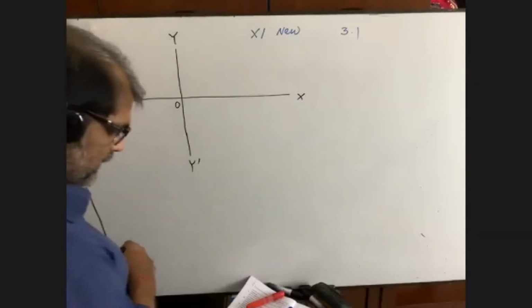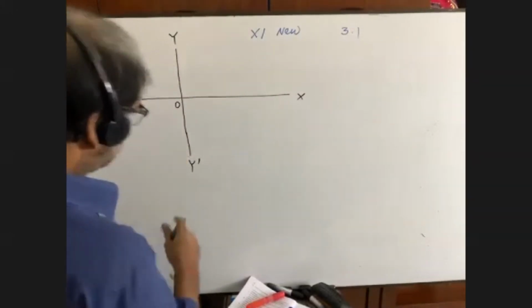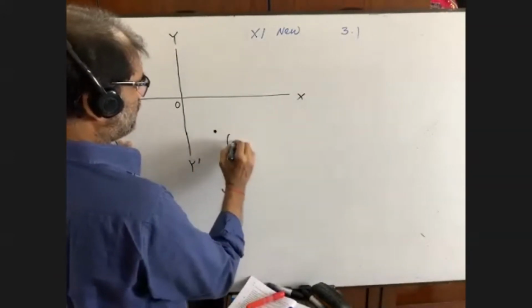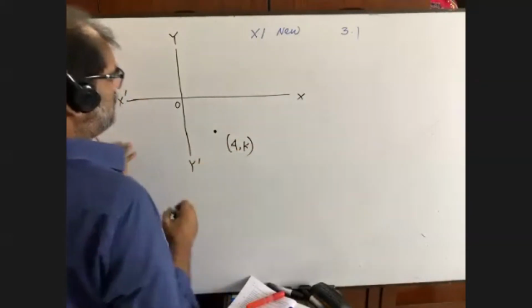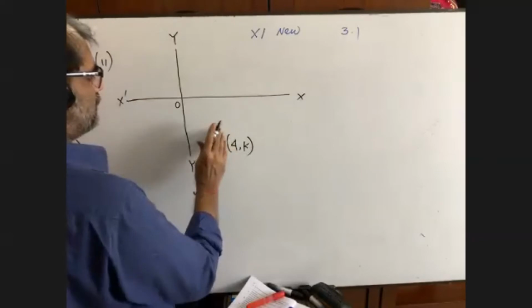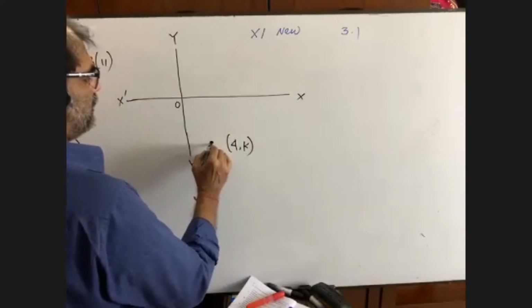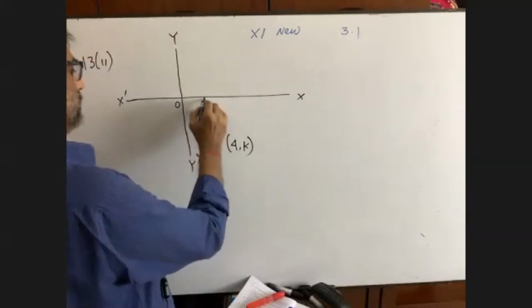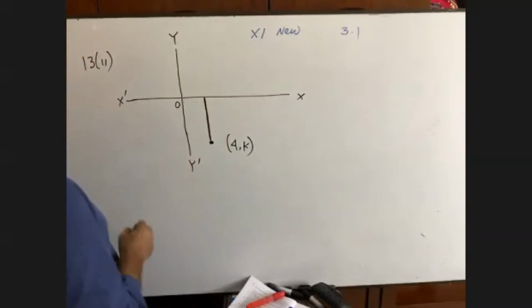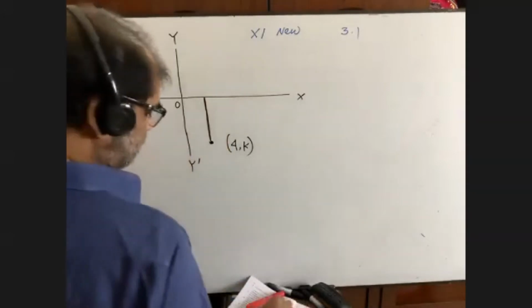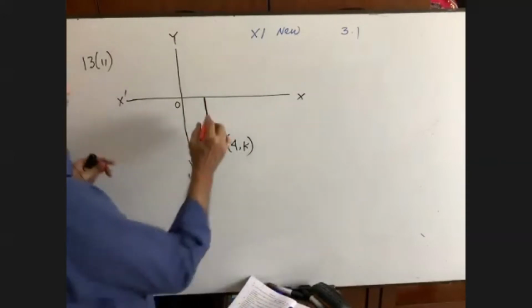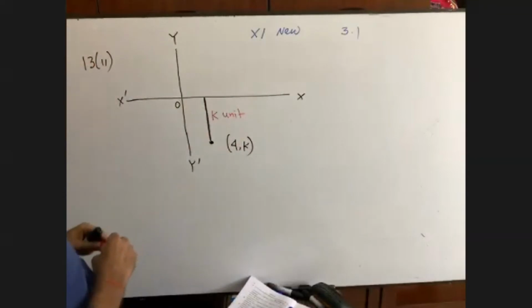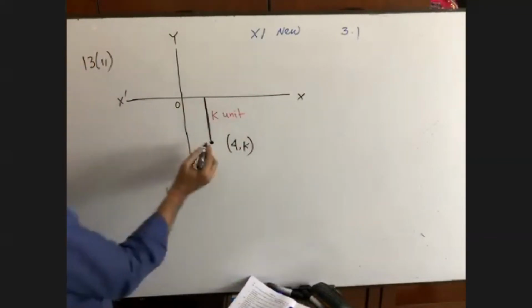We don't know where (4, k) is. Suppose I am taking it here. So what is the distance from the x-axis here? Can you please let me know? Talk to me. K unit. Have you got it? And we have another point that is here.